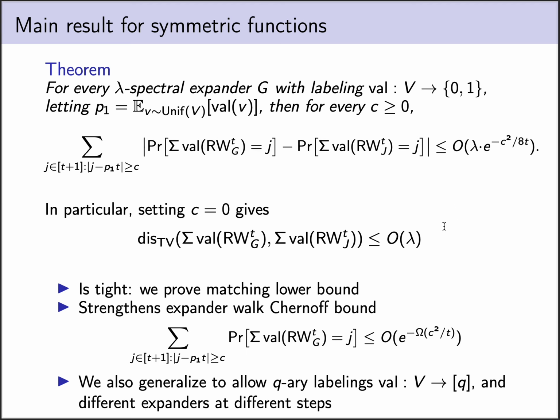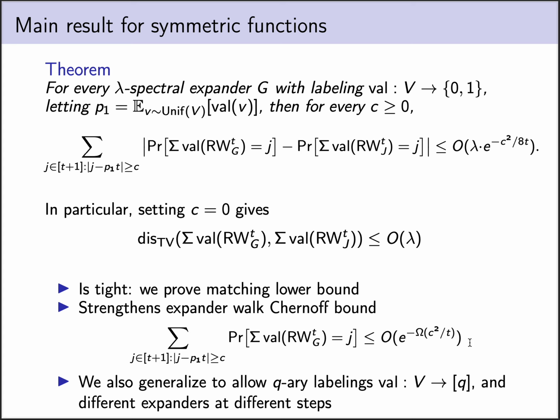And this total variation bound is tight. So we do prove a matching lower bound. Actually, a similar matching lower bound was previously known in the literature. And our tail bound here strengthens the expander walk Chernoff bound.